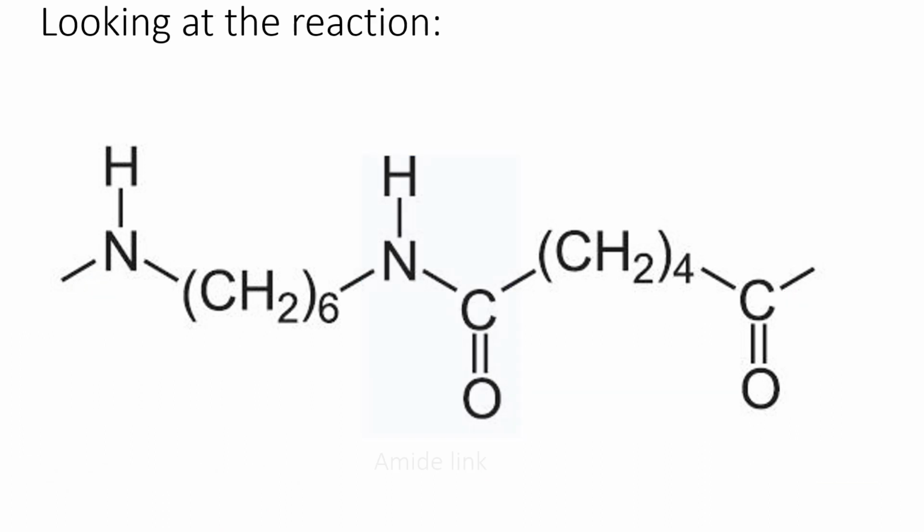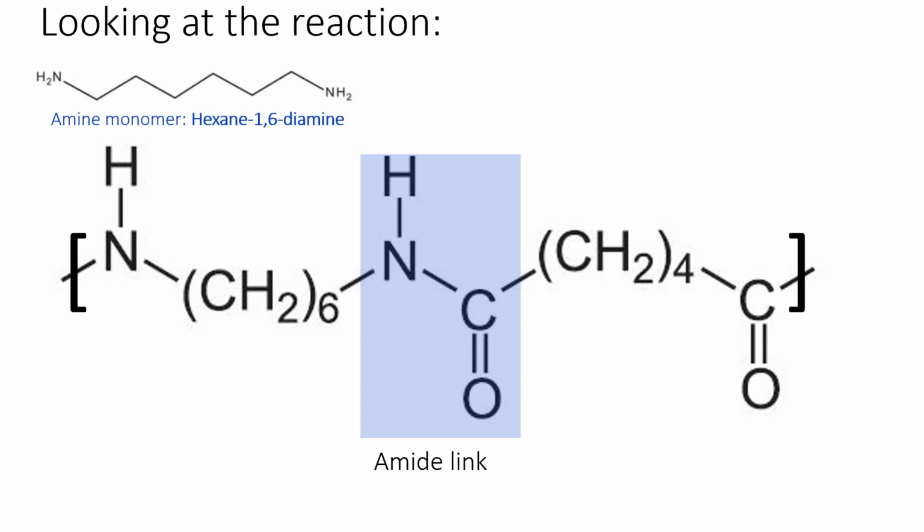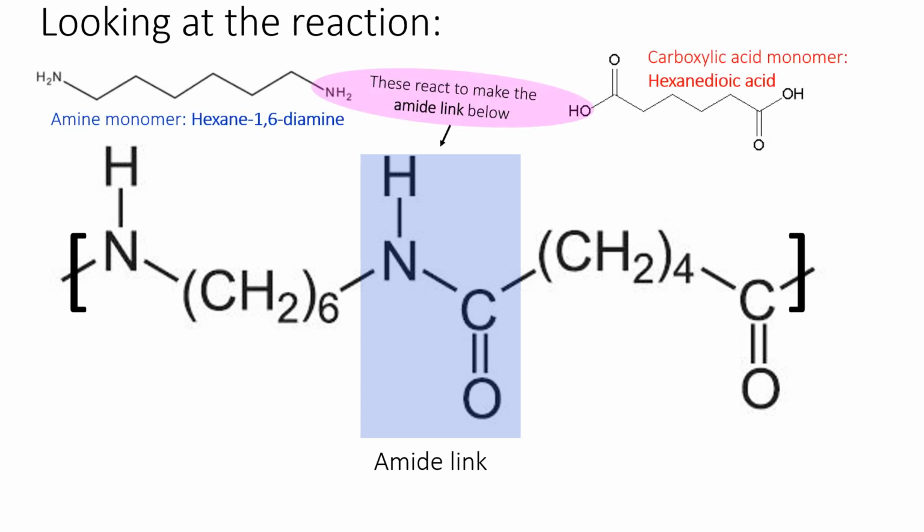So what happens in the reaction to make the amide link is you put those two monomers next to each other, and the amine on one and the carboxylic acid on the other will react to make the amide link, and it will eliminate a water molecule.